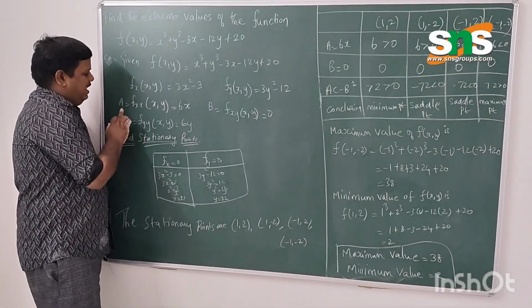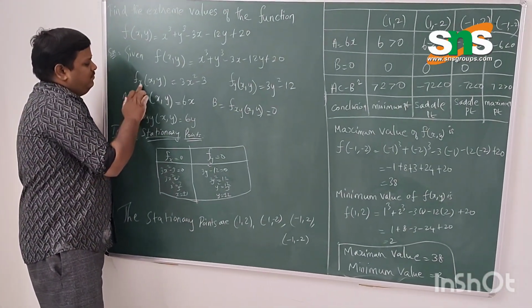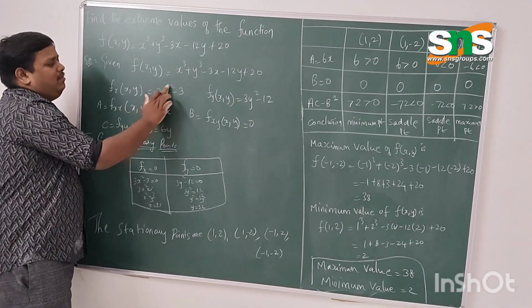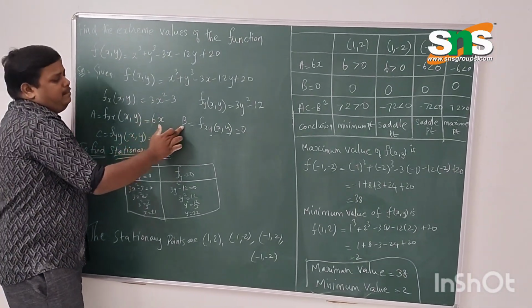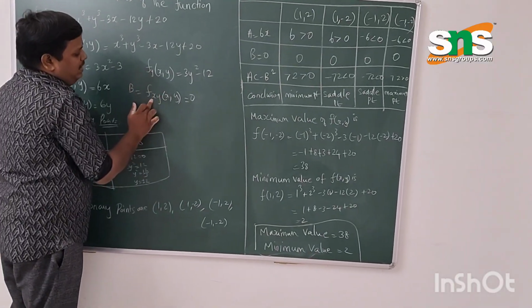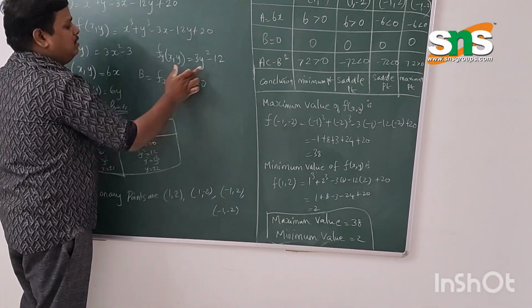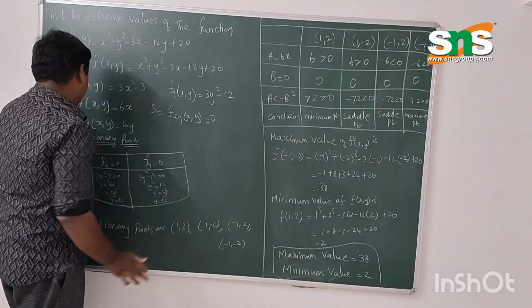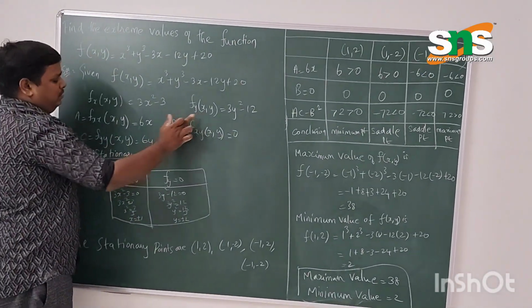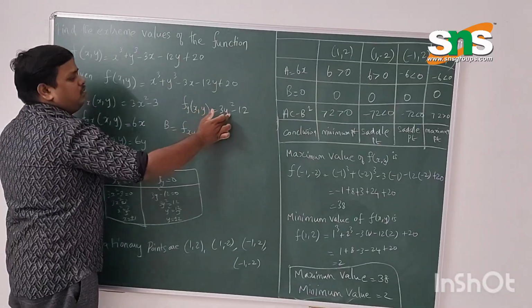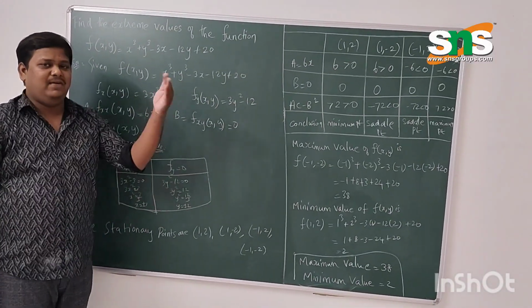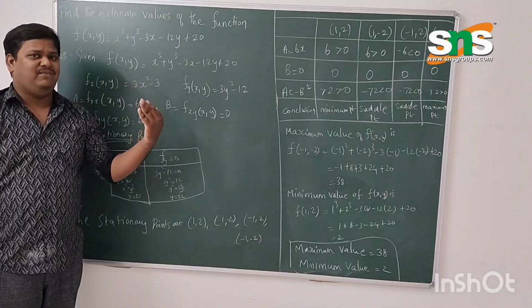First, we have to find a. A is nothing but we differentiate fx again with respect to x, so 3x square differentiates to 6x. B is nothing but we differentiate fy with respect to x, and we get 0 because there is no x term. C is nothing but we differentiate fy with respect to y, 3y square differentiates to 6y. This is the first step. First we have taken the derivatives of the given function.